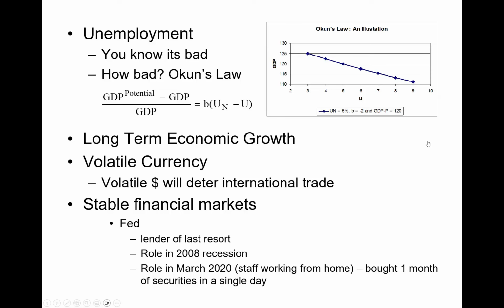Natural rate of unemployment is that rate of unemployment which corresponds to the potential GDP. The Fed is also involved in monitoring the long-term economic growth of a country, and it also tries to stabilize the dollar when there is a fluctuation in the dollar in the international currency market.